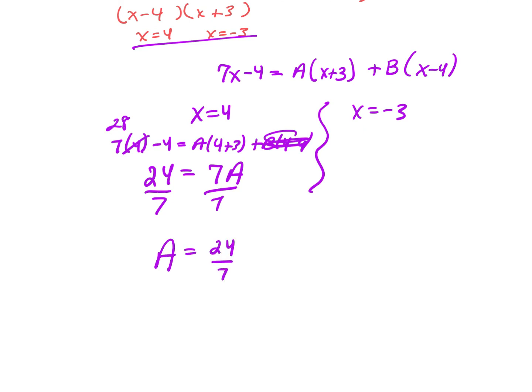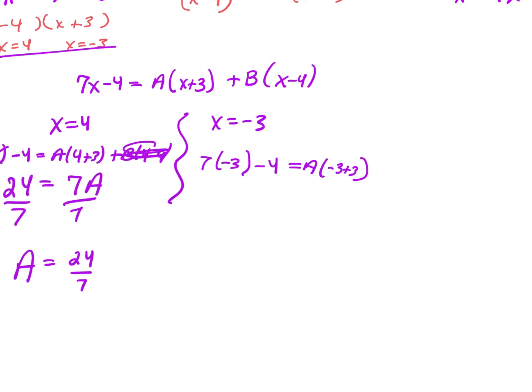All right, same thing on the other side. 7 times negative 3 minus 4 equals A times negative 3 plus 3, plus B times negative 3 minus 4. So negative 21 minus 4 is what?